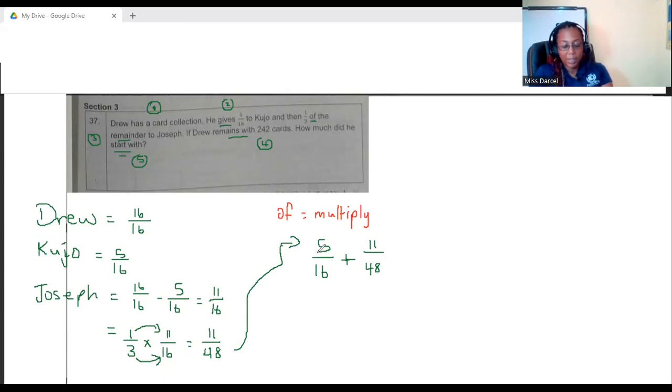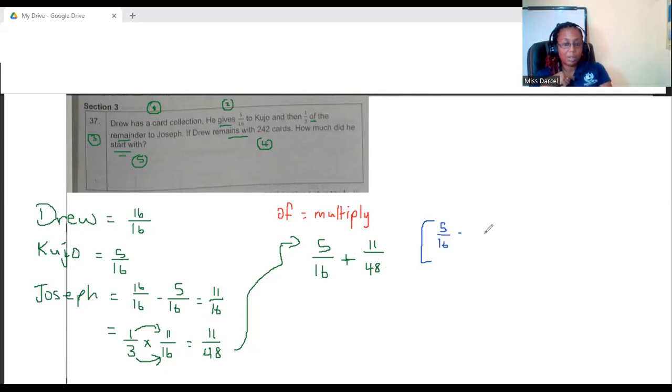So 5/16 plus 11/48. We're going to use equivalent fractions or LCM. So we're going to change 5/16 into an equivalent fraction where its denominator is also 48, right? Because the LCM in this case is 48. So let's do that on the side, a little working area.